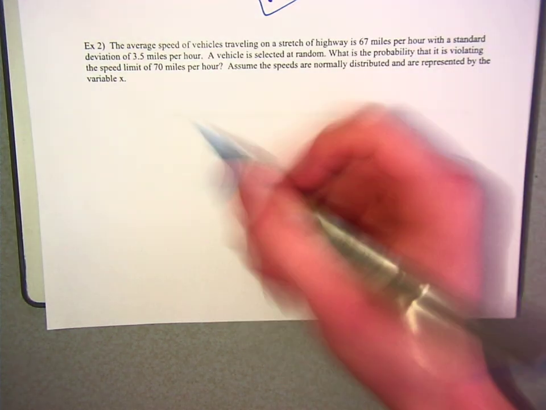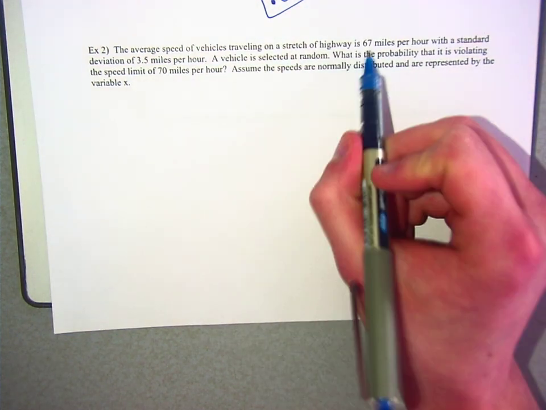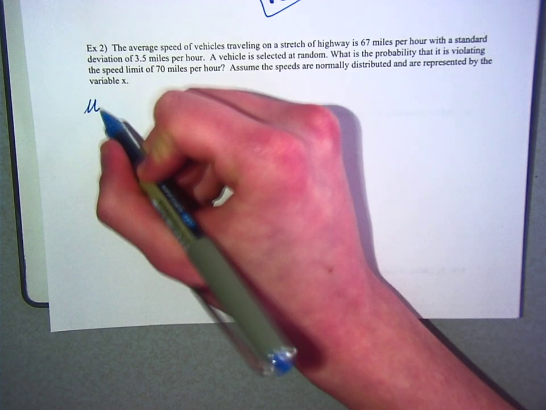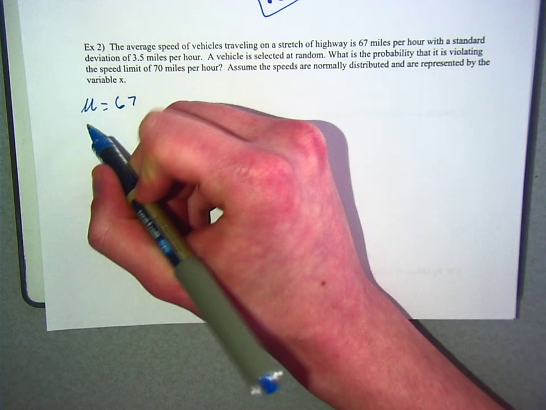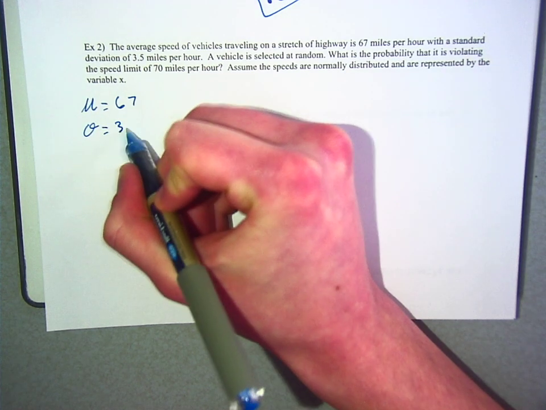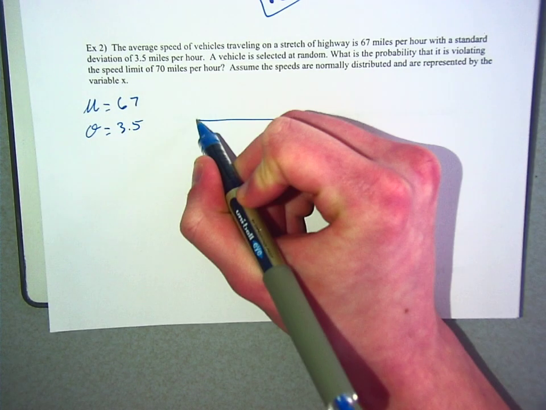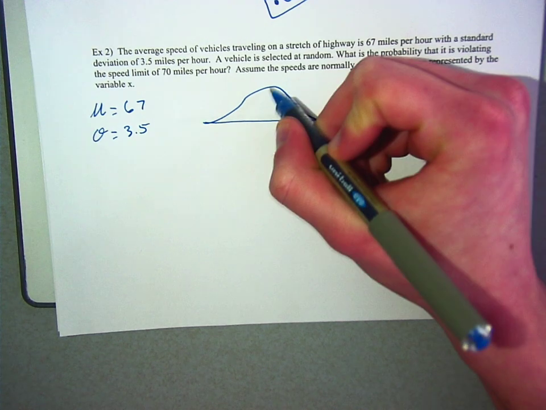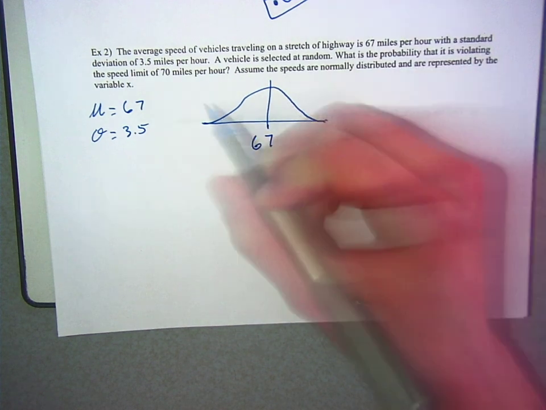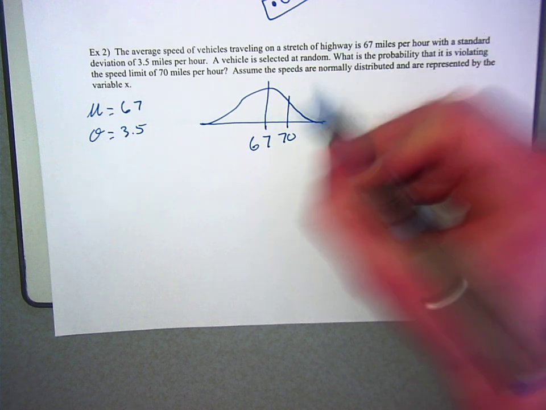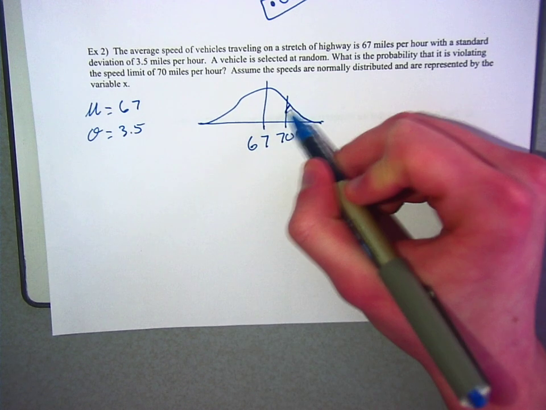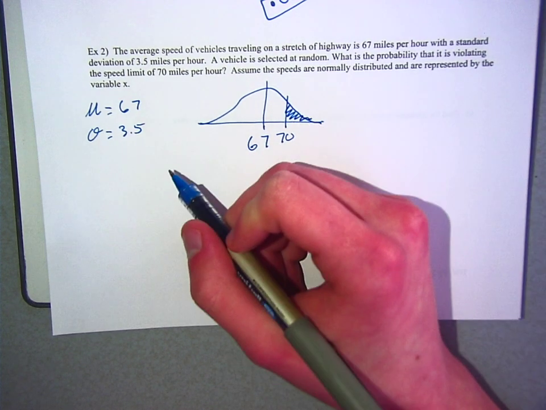Okay, so we know that the average is 67 miles an hour. So we can write that as the average, and the standard deviation is 3.5. So we can write that. And if we draw a bell curve, 67, and then it talks about 70, which is on the right, and we're going faster than 70, so we shade in this right side.